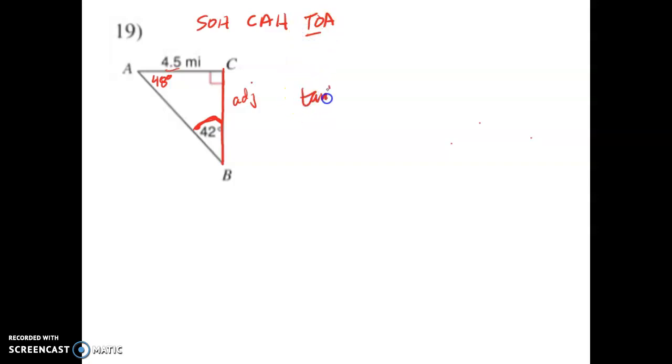So I've got the tangent of 42 equals the ratio of the opposite side over the adjacent side. So that's BC. So to go through and solve, we would multiply by BC, divide by tangent of 42. Effectively, that just flips these two. So I end up with BC equals 4.5 over tangent of 42. Pull out your calculator.